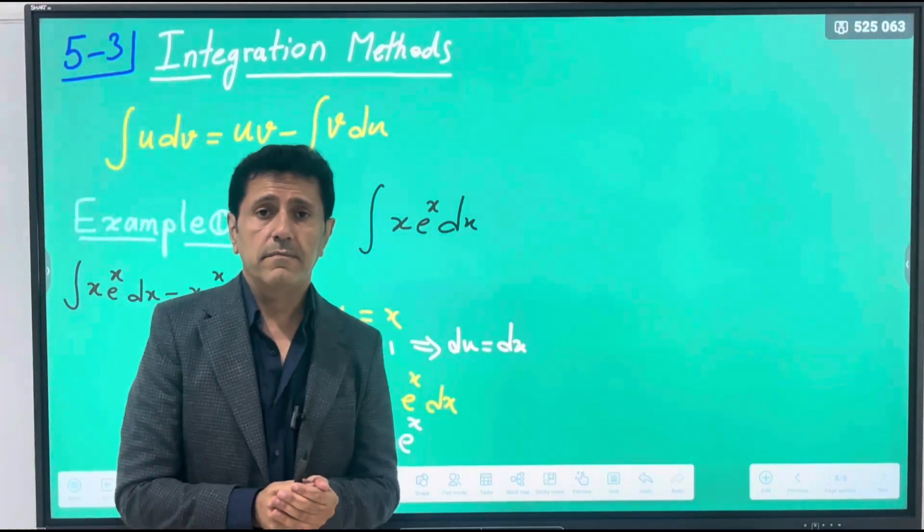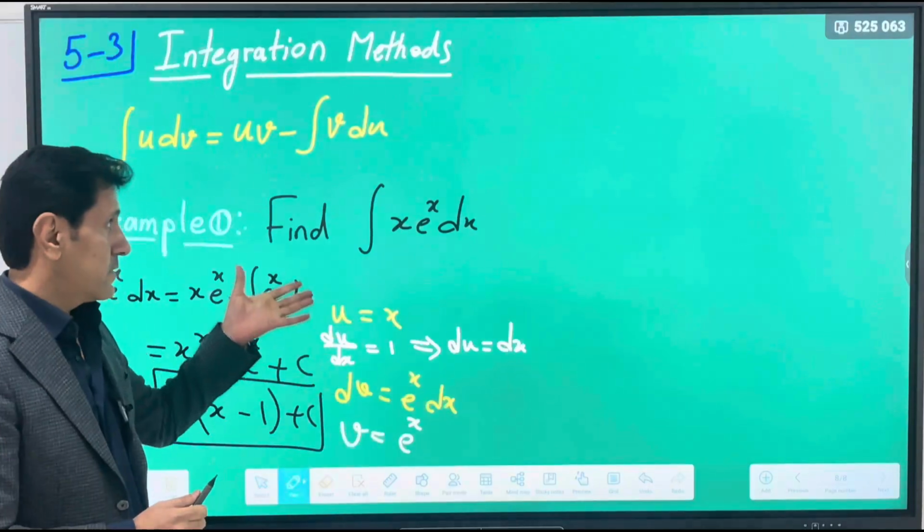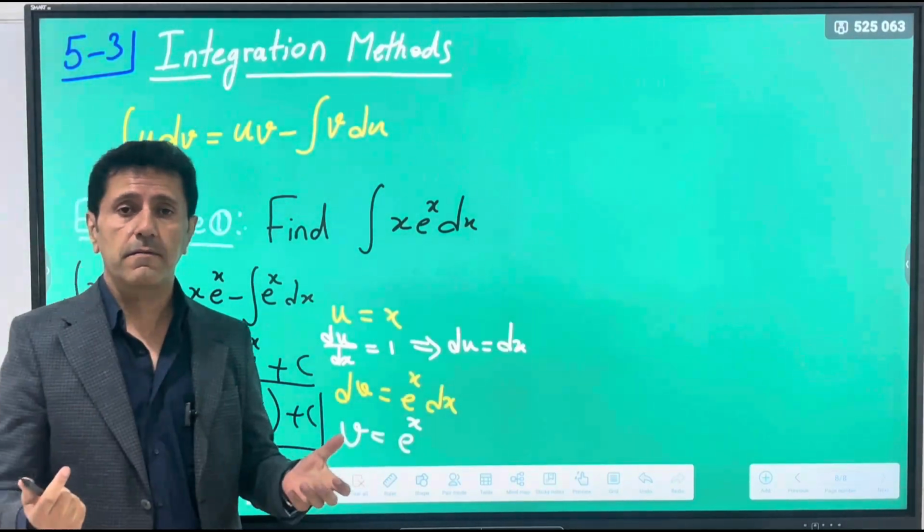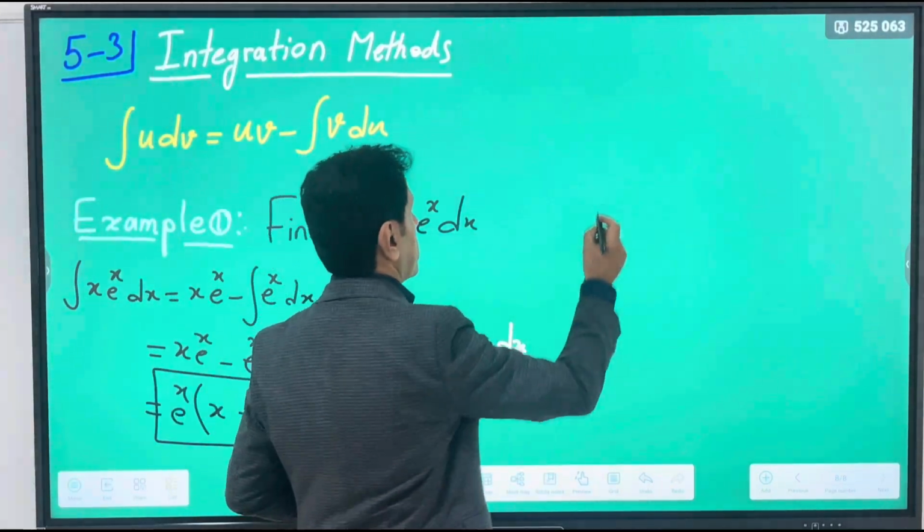Okay, guys. Some students ask me, this is a little bit complicated. We have another method, which is the tabular method.